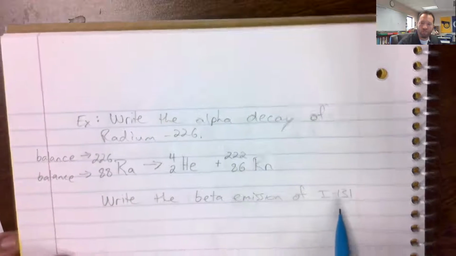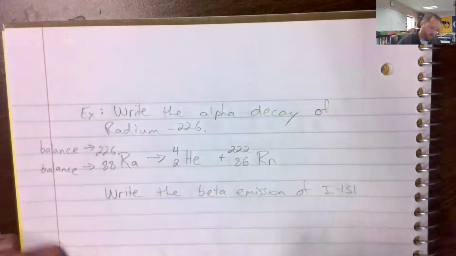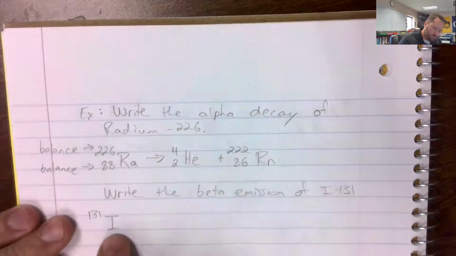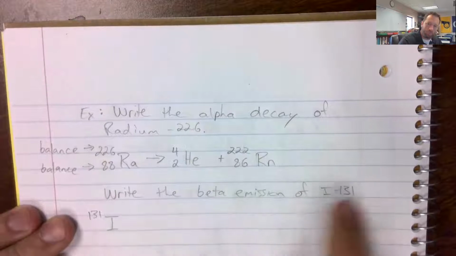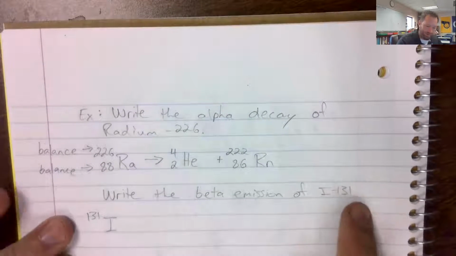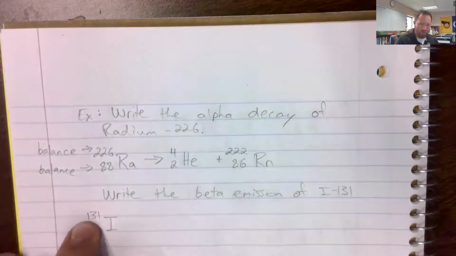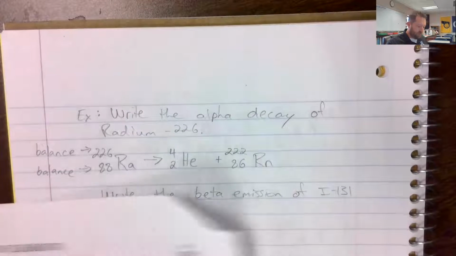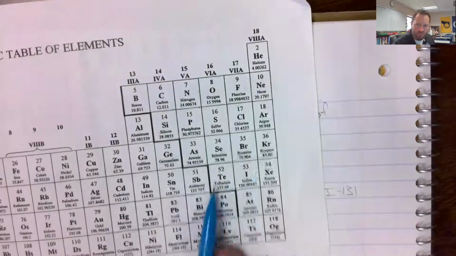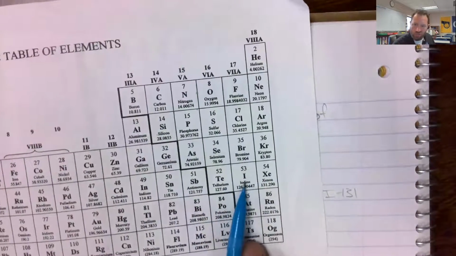Write the beta emission of iodine-131. Okay, well, we're going to start. We were given iodine, so start with that. We're given the mass number of iodine, which is 131. So that goes right here. I don't have iodine's atomic number memorized, but I can find it on the periodic table. I know it's a halogen. It's over here. There's iodine, atomic number 53.